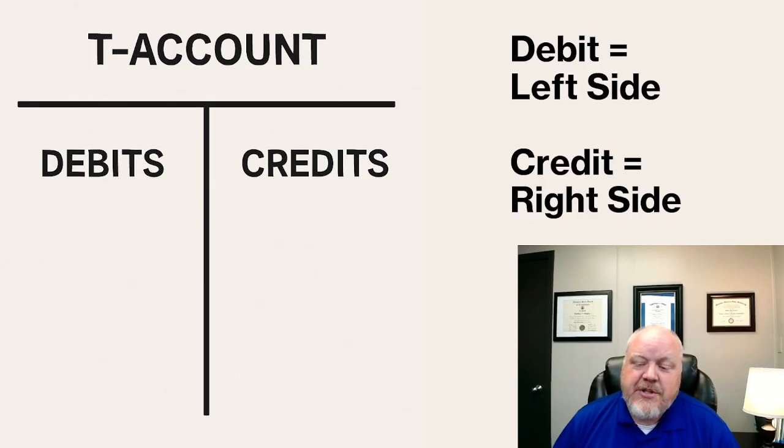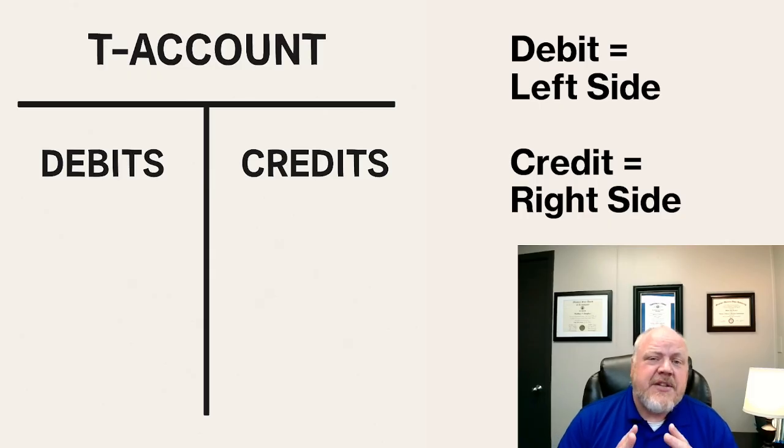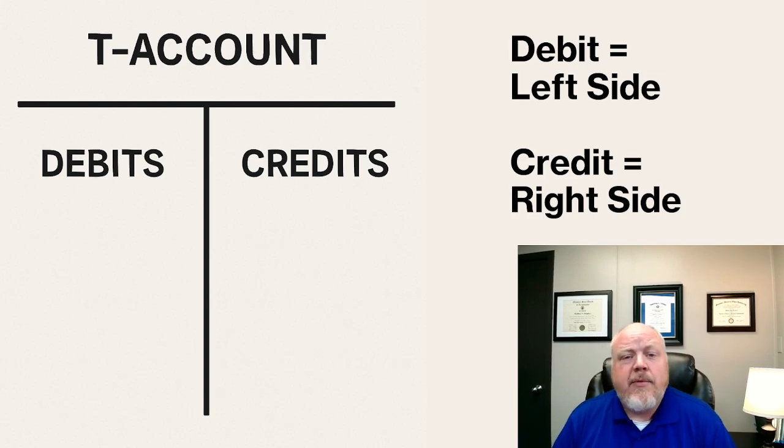First of all, we have the T account. The T account is a really important part of accounting, but it has two words that we see in accounting that don't often mean the same thing as we think of them in other parts of life. We have debit and credit.